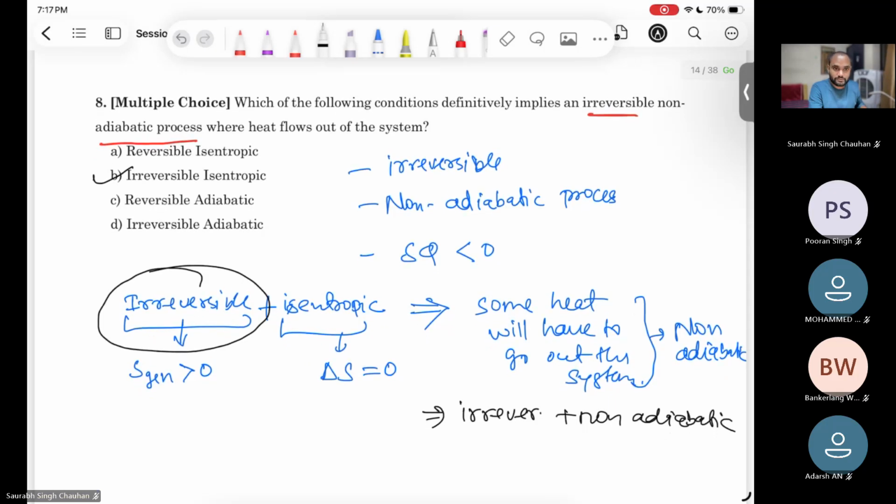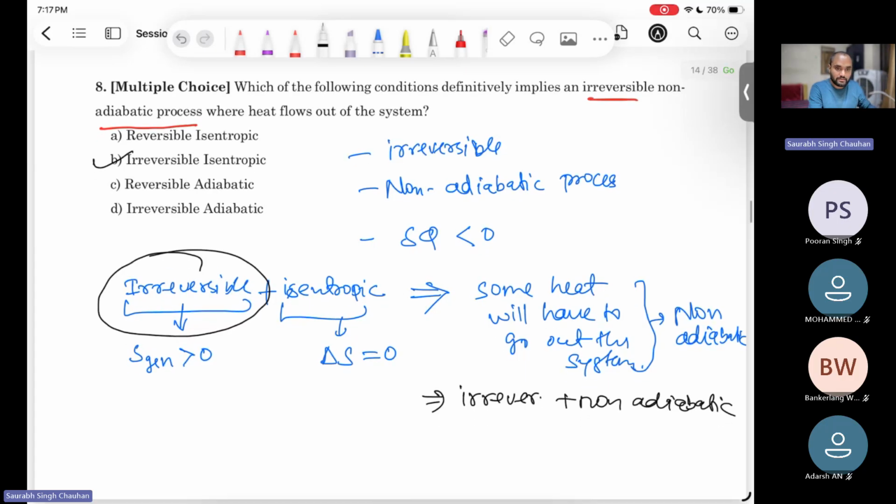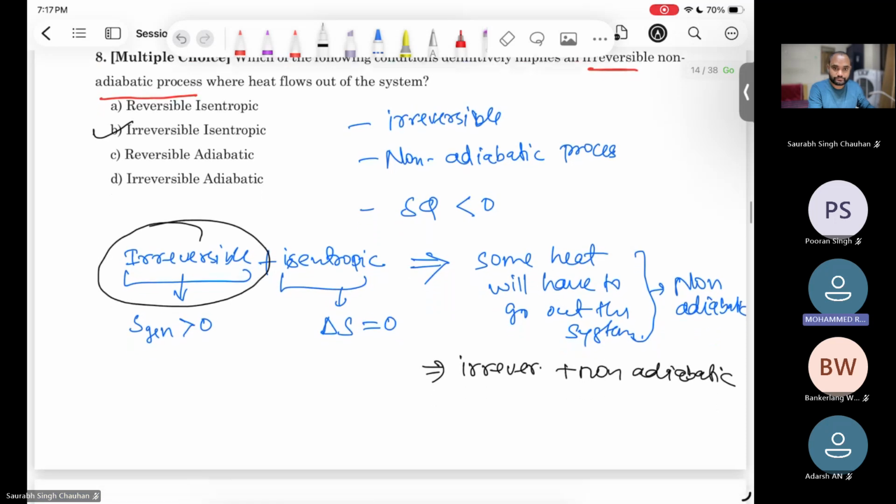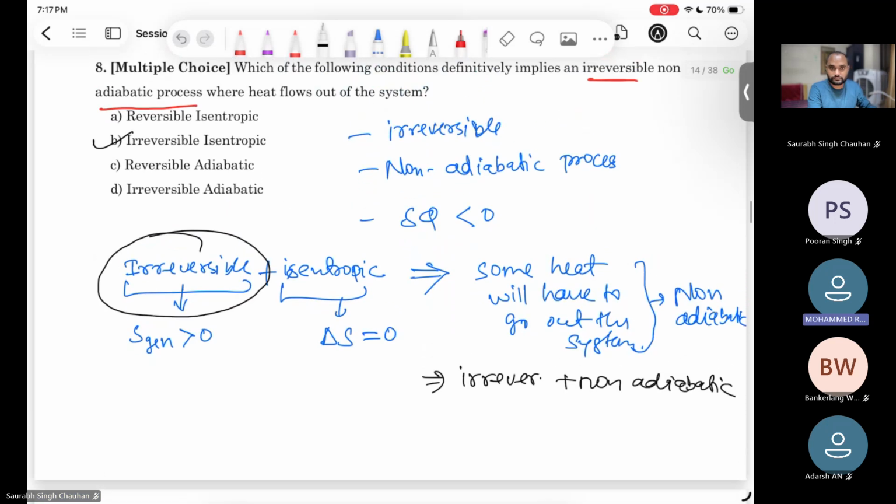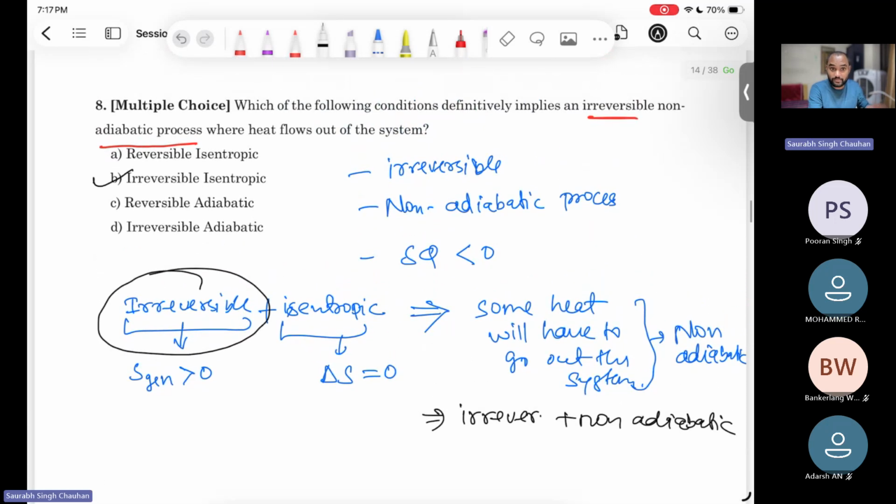Right. So the context will clarify whether you have to consider a reversible or irreversible process. But in general, conceptually, an isentropic process can also be irreversible. I hope that is clear. Okay. So the given all processes are adiabatic, sir. Given all processes are adiabatic in the question.